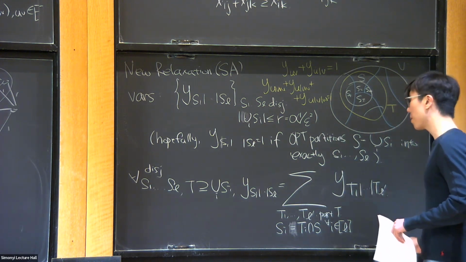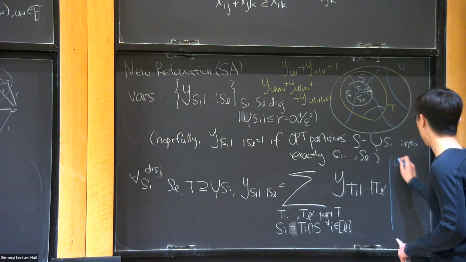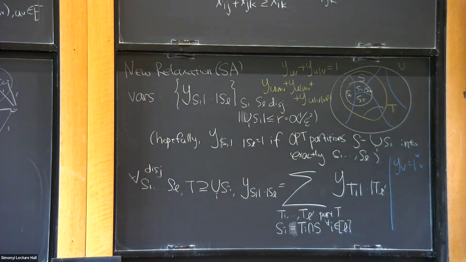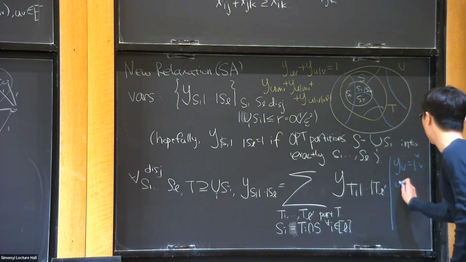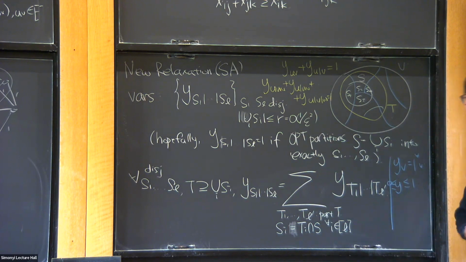And then perhaps from the base case, I'm going to say that YV is equal to 1 for every V, and then perhaps Y is between 0 and 1. Okay, so that's the whole relaxation for this problem.